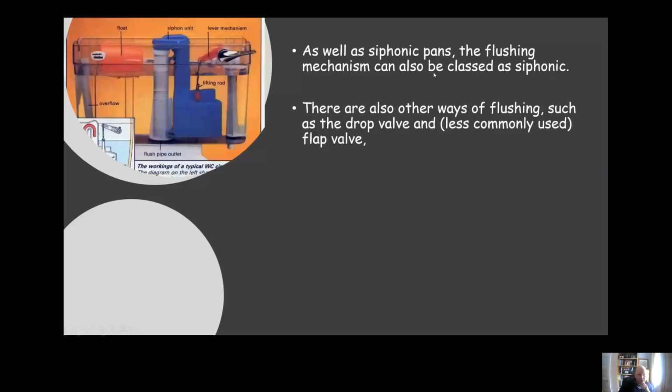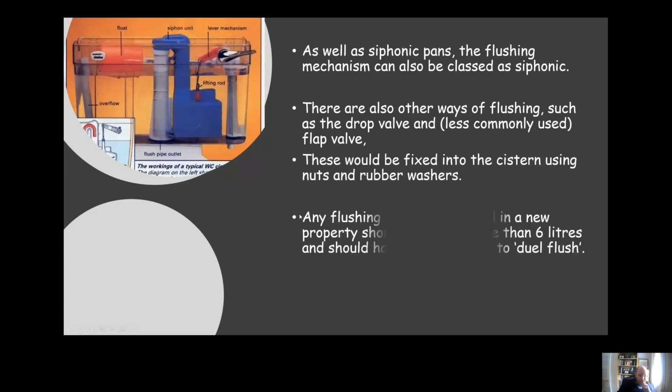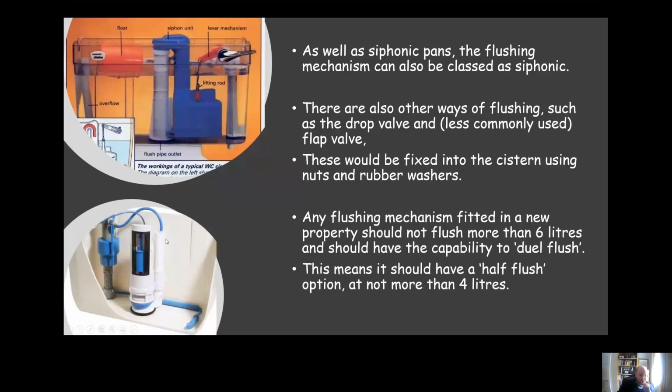Okay. So as well as siphonic pans, there's also flushing mechanisms that can be considered as siphonic. A good thing about these is they pull that water up a little bit higher before it starts to flow out, and so it slightly increases the pressure and ensures an even pressure throughout the duration of the flush as well, which is good. So there's other ways of flushing as well. More commonly, we use a drop valve these days, and all of these would be fixed onto the fitting. This is a drop valve just here. All of these would be fixed into the cistern using nuts and rubber washers.